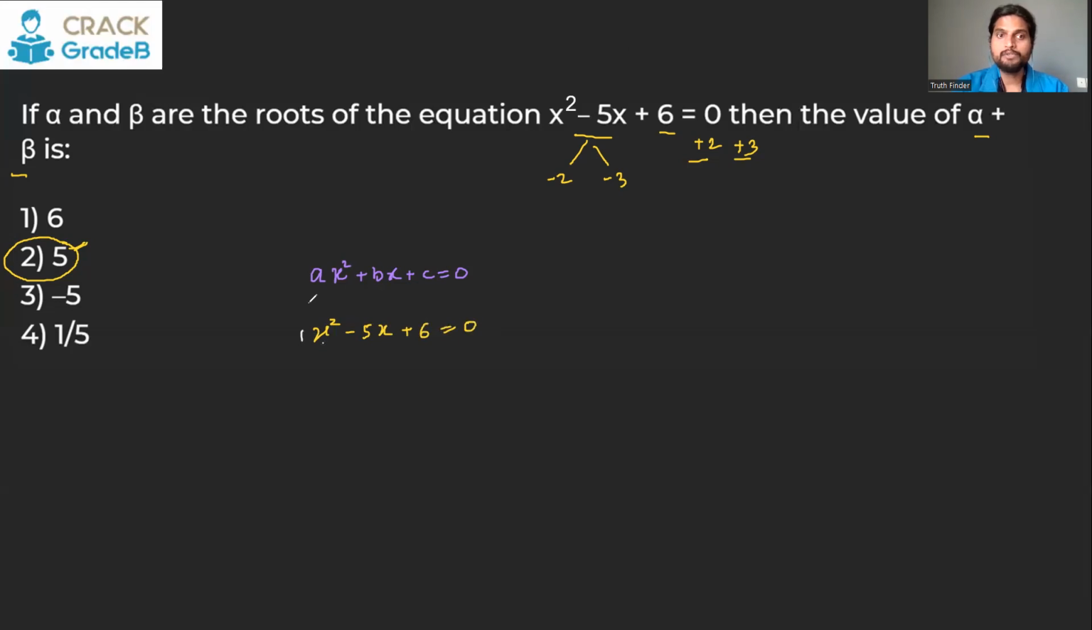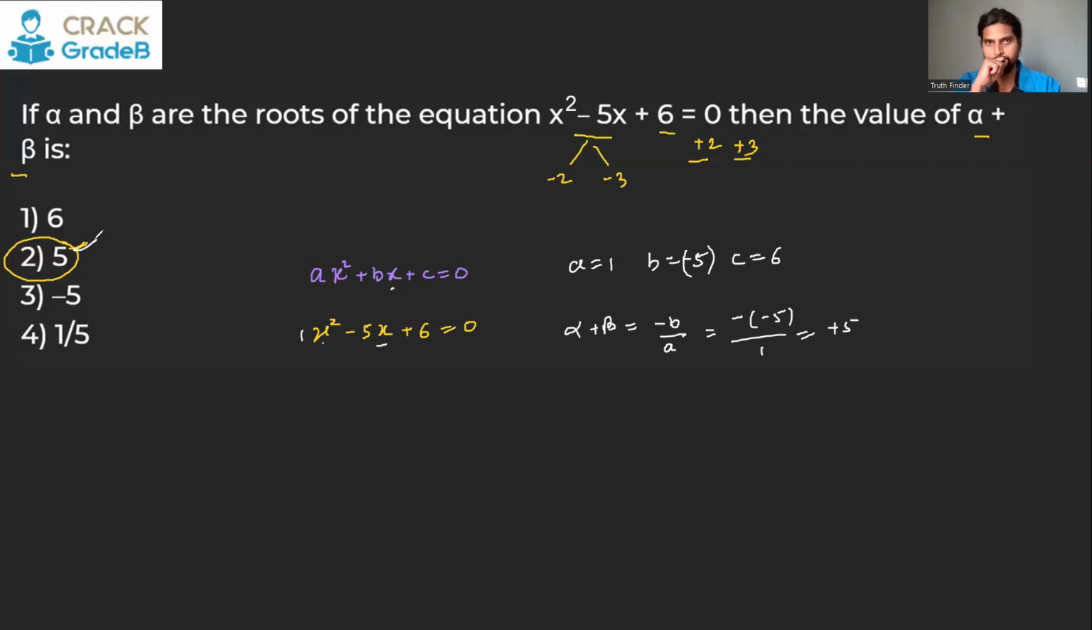So whatever is in front of x square is 1, so we say a is equal to 1. Whatever is in front of x is -5, so we say b is equal to -5, and c will be equal to the constant, that is 6. Sum of the roots is given as -b upon a. Minus b means minus of -5 upon a, which is 1. So that becomes +5. So the sum of roots is +5.